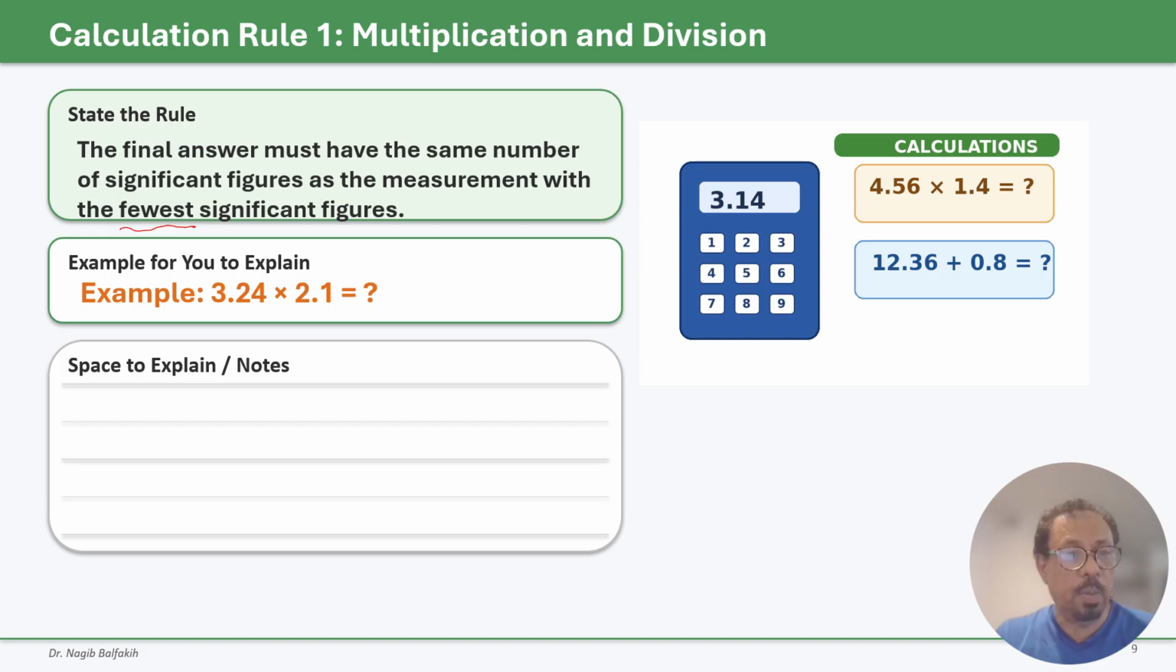The example that we have here: what is the final answer with the correct significant figures when we multiply 3.24 times 2.1? So the answer here will be, let me see here, 6.804.